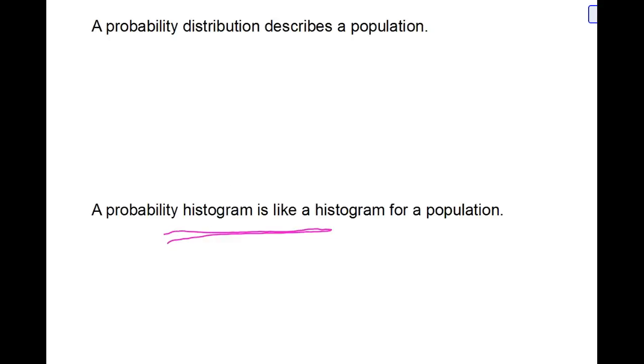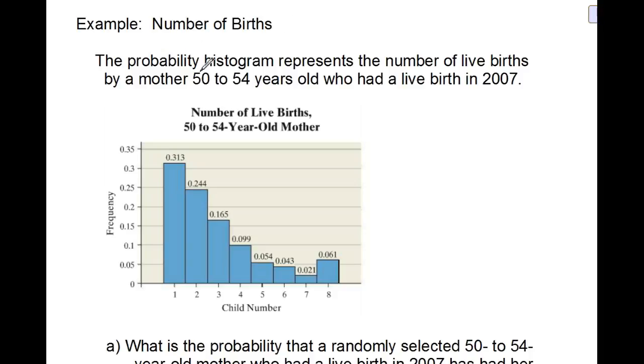So looking at an example, here are the number of births, and this histogram represents the number of live births by a mother that is 50 to 54 years old who had a live birth in 2007. And so if they're having their first child at this age, they have a 0.313 frequency. If it's the second child, it's 0.244. If it's their third child, it's 0.165. Their fourth child, it's 0.099.